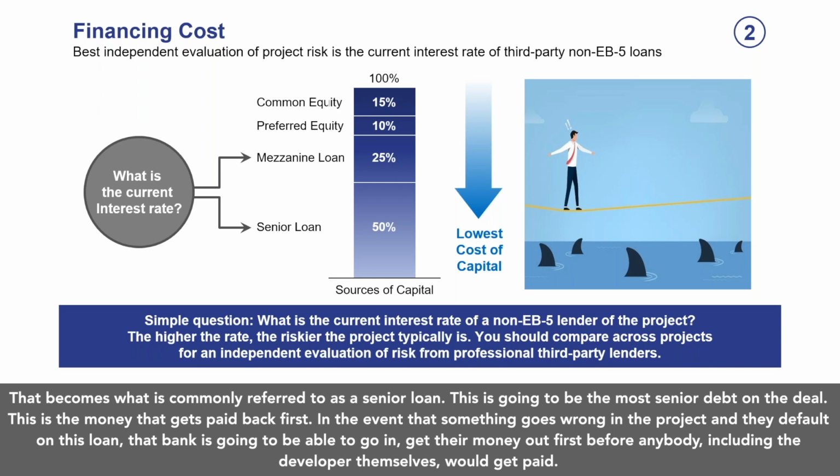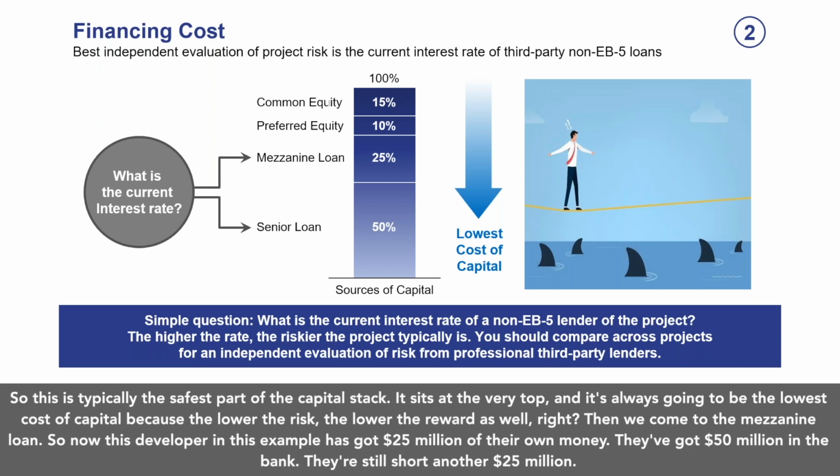In the event that something goes wrong in the project and they default on this loan, that bank is going to be able to go in and get their money out first, before anybody, including the developer themselves, would get paid. So this is typically the safest part of the capital stack. It sits at the very top, and it's always going to be the lowest cost of capital, because the lower the risk, the lower the reward as well, right?